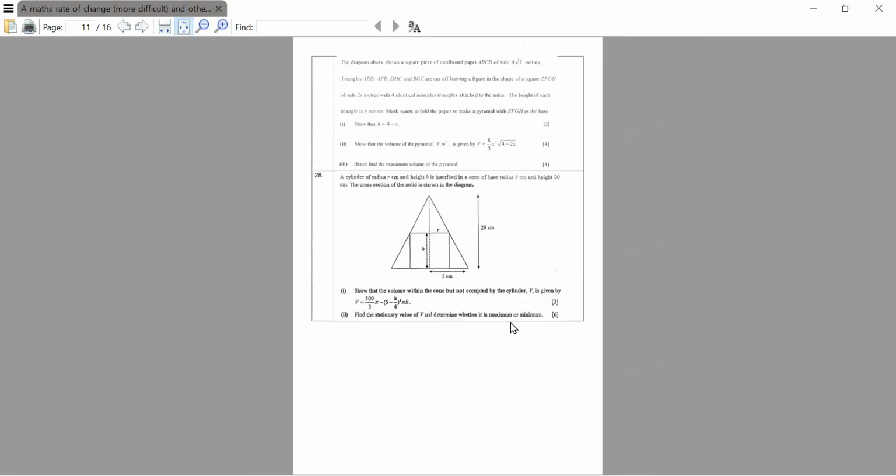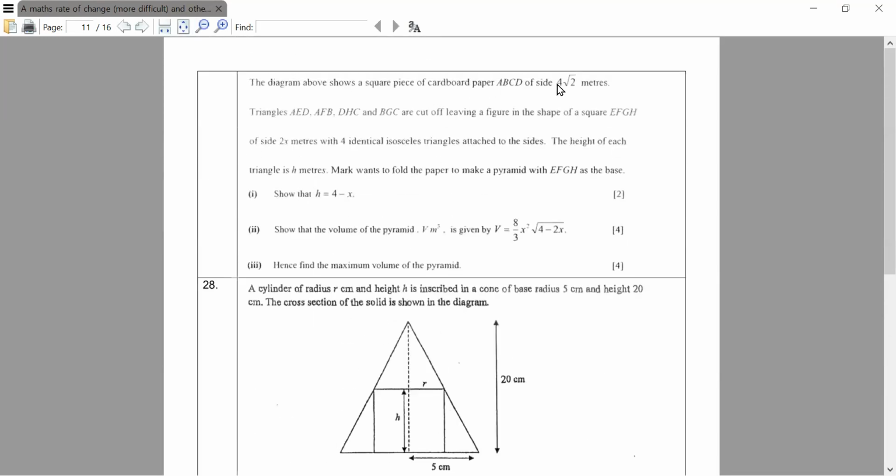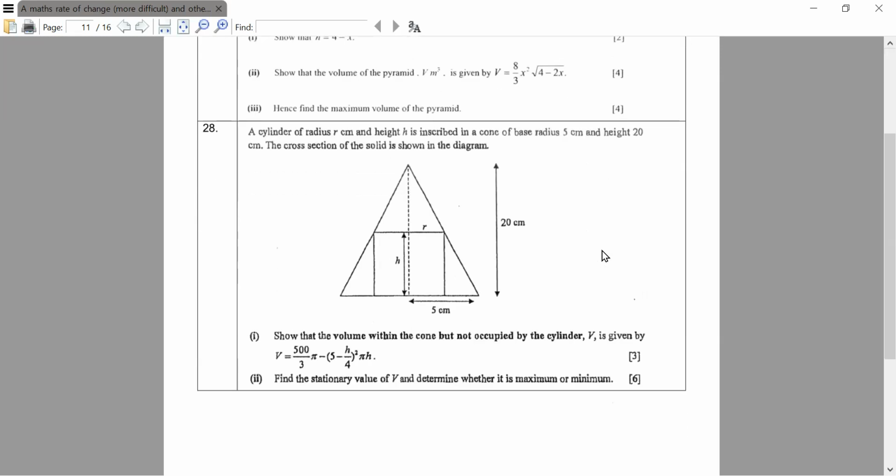Question 27. I can't get it to show on one screen. Okay, yeah, square piece of cardboard paper. Then they made up of 4 isosceles triangles. You need to find the volume of the pyramid that's formed when you fold the cardboard box back up into a container, like a Toblerone or something, Toblerone container. Okay, what else we have?